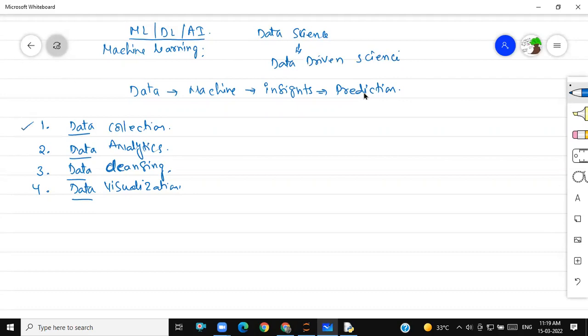So, collect your data, data analytics, data cleansing, data visualizations. Once the data is ready, actually guys, the machine is going to learn. What we have to do to make the machine learn is prepare whatever environment is required. That means whatever resources and inputs it requires, we have to prepare them and give it.